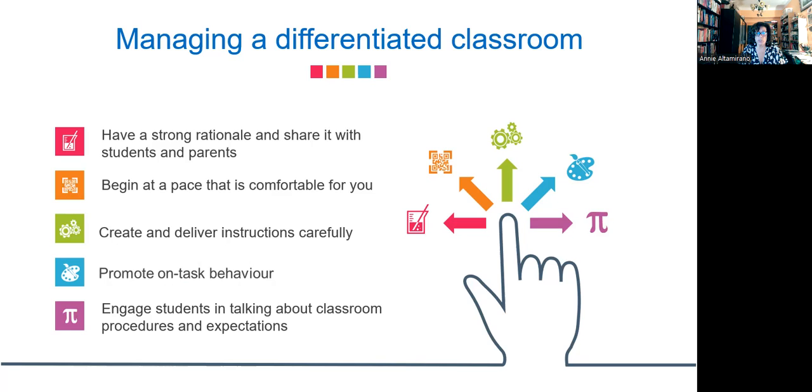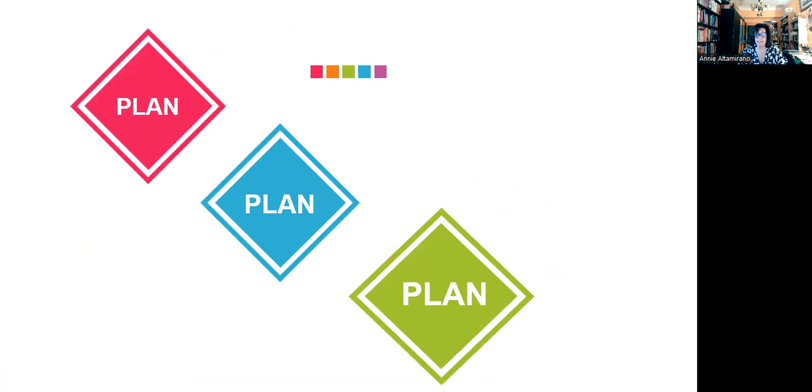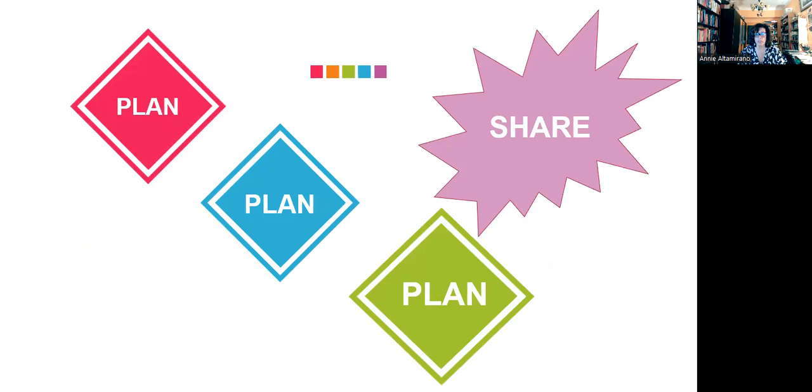Also, promote on-task behavior. Agree on class rules. Convey to students that this will help them do better quality work, and create a system to assign pupils to groups quickly and effectively. Engage students in talking about classroom procedures and expectations. Have conversations about what you are all experiencing individually and as a group. We seldom do this, and it's very useful. And last but not least, plan, plan, plan, and share work with colleagues.